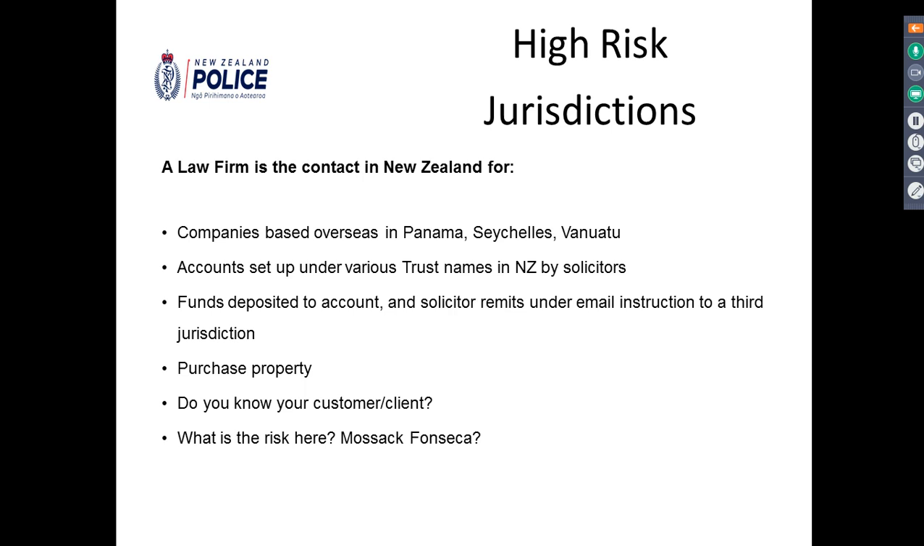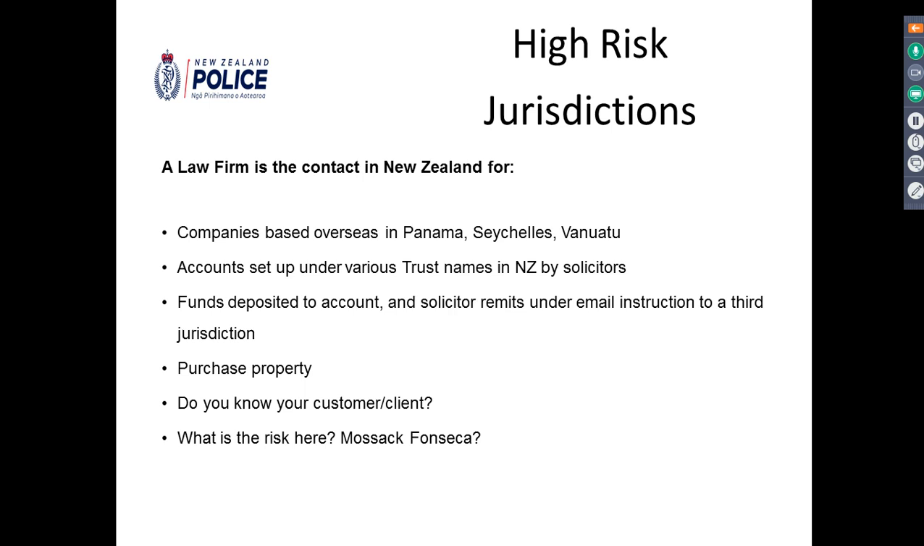One of the very popular ones, or ones that we see regularly, is usually for a purchase of a property where an amount of money is sent through to the account that's been set up by the New Zealand solicitor, and then under instruction they will indicate that they've changed their mind, they don't want to buy property in New Zealand anymore, they're going to buy it somewhere else, in Australia maybe, and they will ask for that money to be remitted to a third jurisdiction.